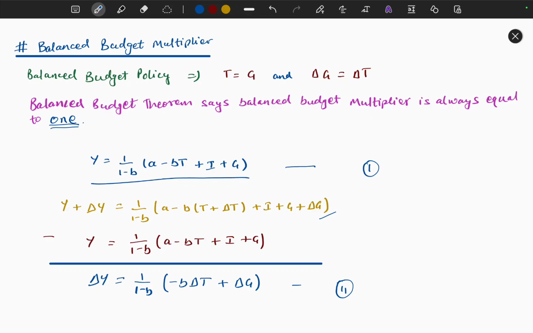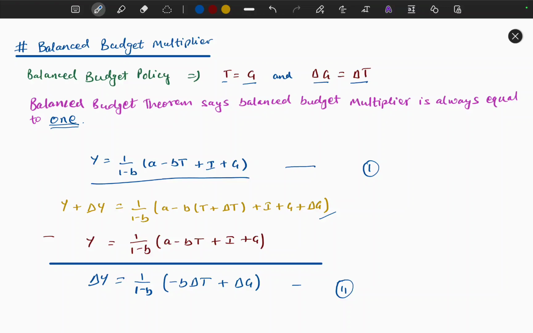Before we do that, there are a couple of assumptions that we need to keep in mind before writing down the equations. The first assumption is the balanced budget policy. Here we have assumed that tax is equal to government spending. The amount that the government is spending is equal to the tax revenues, and the changes in government spending are also equal to changes in tax revenues.